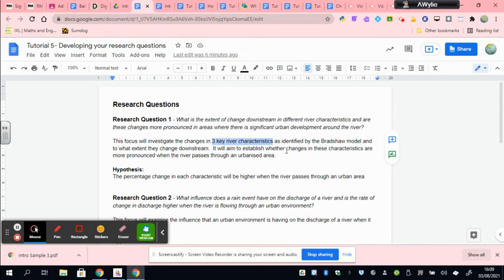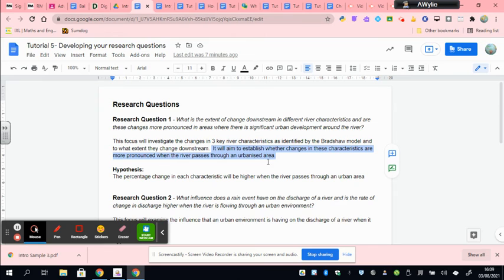It will aim to establish whether changes in these characteristics are more pronounced when the river passes through an urbanized area. So we think about the question: how does a river change, and is it more significant in urban development? So what we're telling the reader is that we're going to see whether there's more of a change as the river passes through a town, or is the amount of change just the same as it is at any other location.